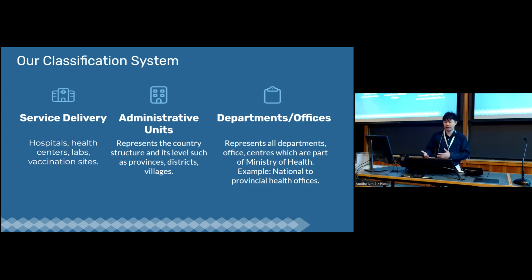The next one is administrative units. This represents the country structure, for example, province, districts, and villages. And lastly, there are the departments or offices, which are part of the Ministry of Health, for example, the national, provincial, and district offices.